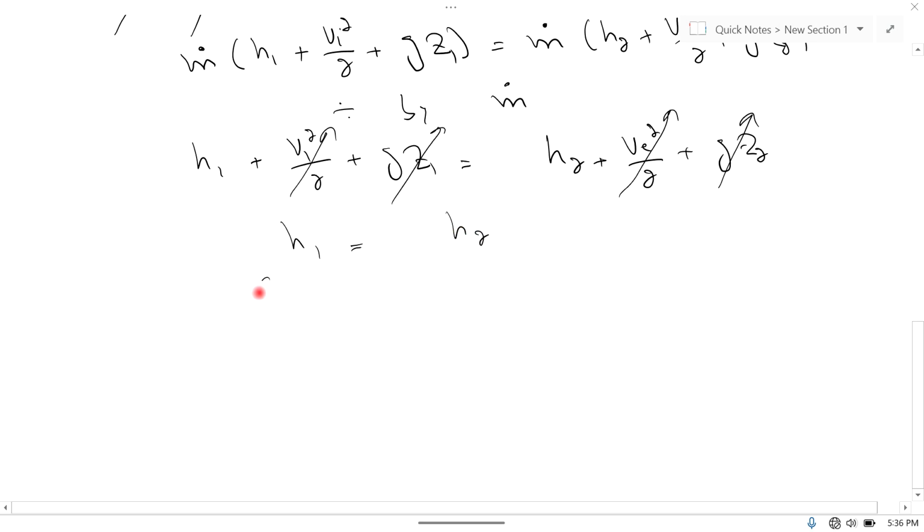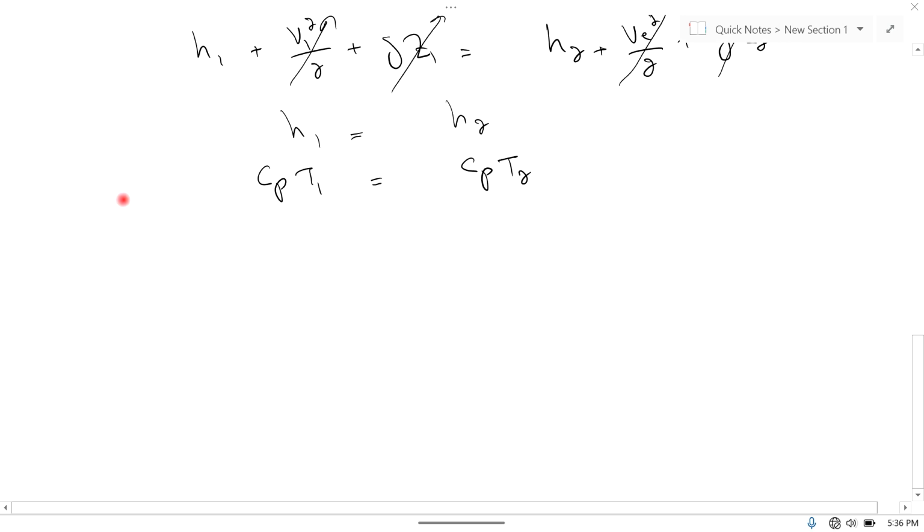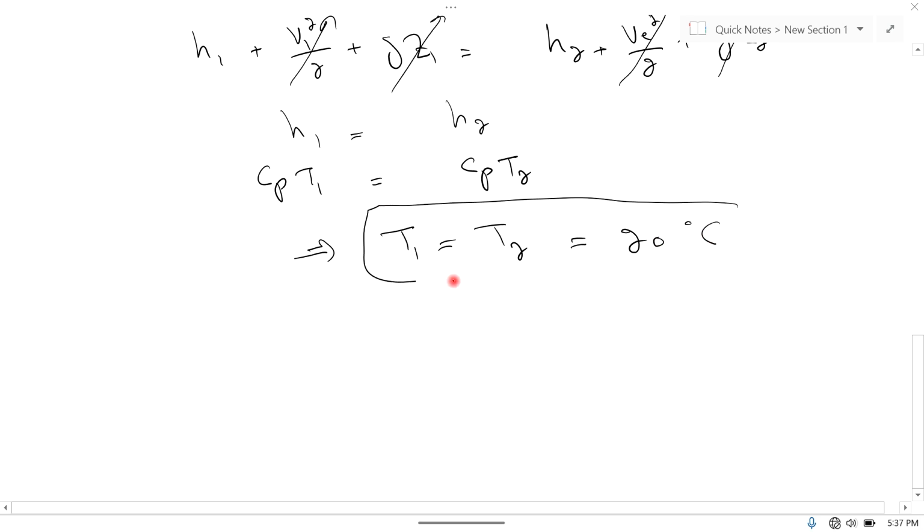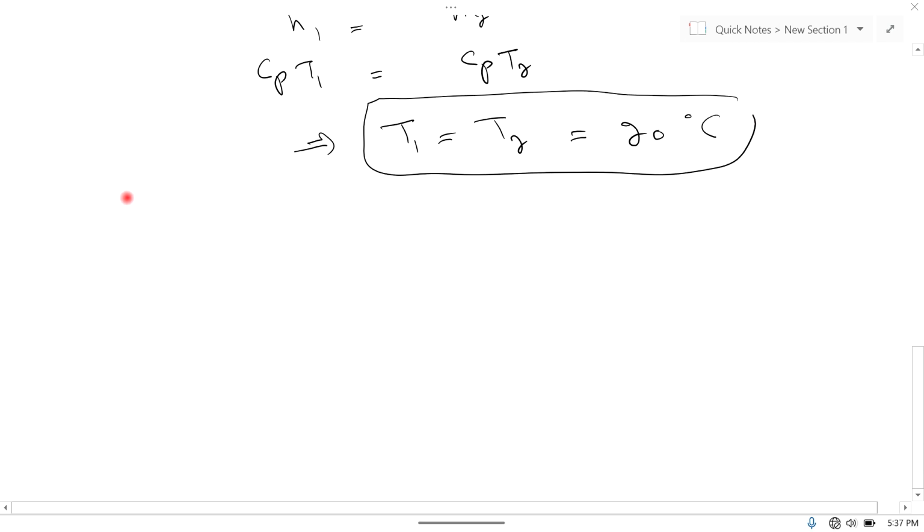H1 is equal to CpT1 and H2 is equal to CpT2. Dividing both sides by Cp, this implies that T1 is equal to T2. And we know that T1 is equal to 20 degrees centigrade. So the exit temperature T2 is also equal to 20 degrees centigrade. So this is the value of the exit temperature. The exit temperature and inlet temperature are the same, 20 degrees centigrade.